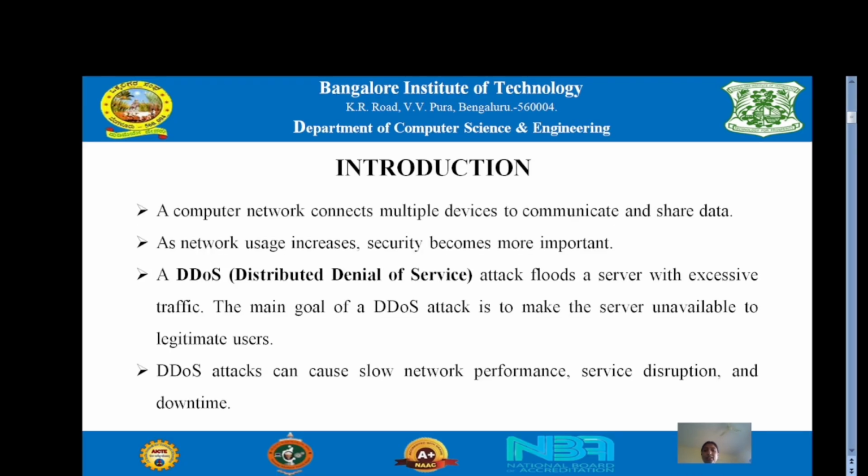A computer network connects different devices so they can communicate and share information. Today, almost every organization depends on computer networks. As the use of networks increases, cyber attacks are also increasing. One of the most common attacks in the network is the DDoS attack. In this attack, multiple computers send a huge amount of traffic to the server, making it slow and unavailable for genuine users. This results in service interruption and downtime.